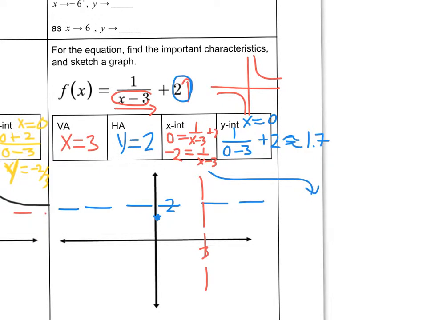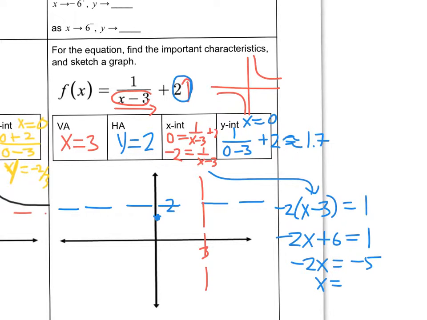I'm going to multiply both sides by x minus 3, and I get -2 times x minus 3 is equal to 1, which means we've got -2x plus 6 is equal to 1. -2x is equal to -5, and x is equal to positive 2.5. With the same type of thing we had in the last one, where we have 2 points on one side, and the opposite corner would have the other side of that graph.